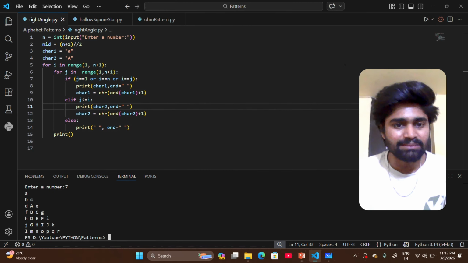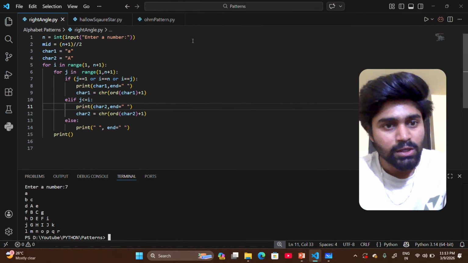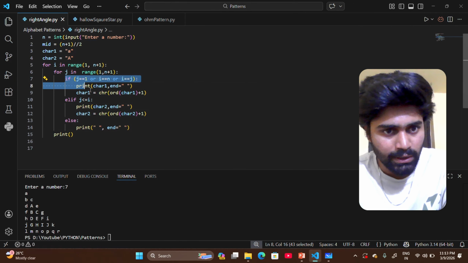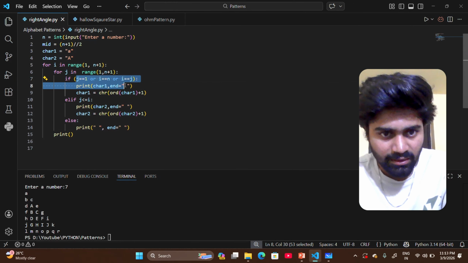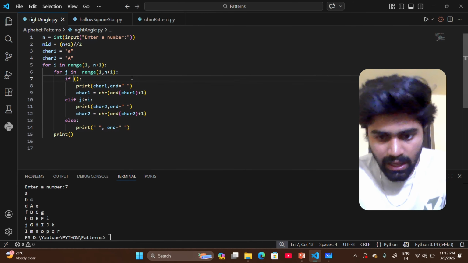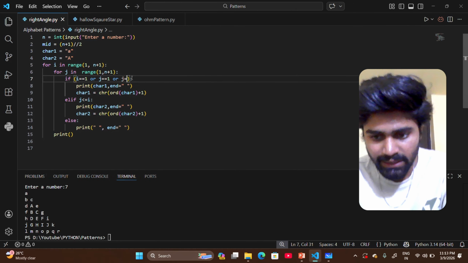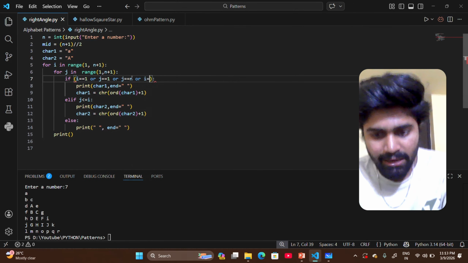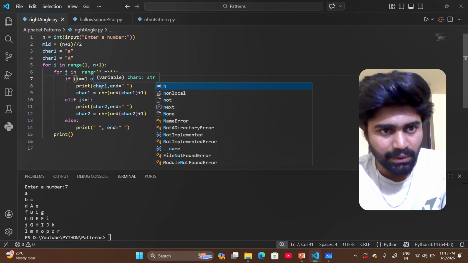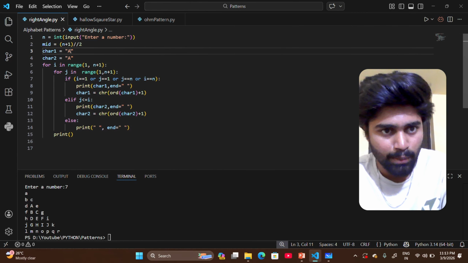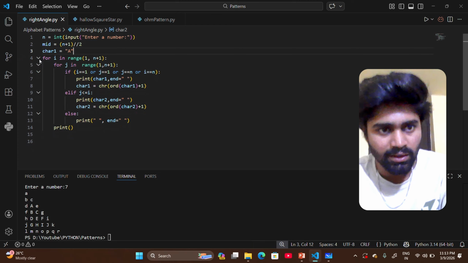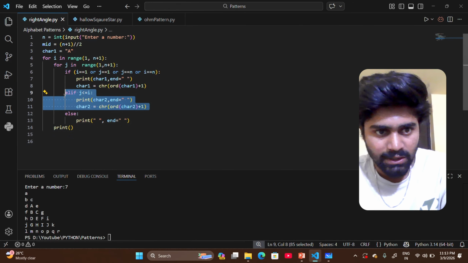How do we print the hyphen symbol in the diagonals? To do that, we need to write one condition here. What is that? Whenever i value equals 1, or j value equals 1, or else j value equals n, or else i value equals n, we need to print character 1. That is nothing but a capital A. I am going to remove the character 2 logic also here.